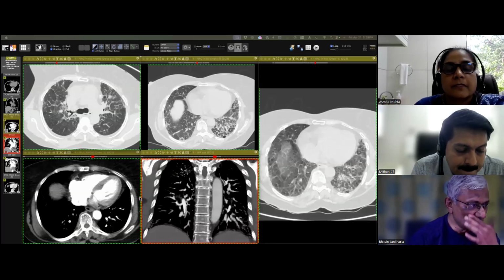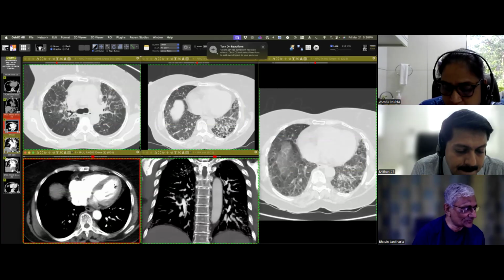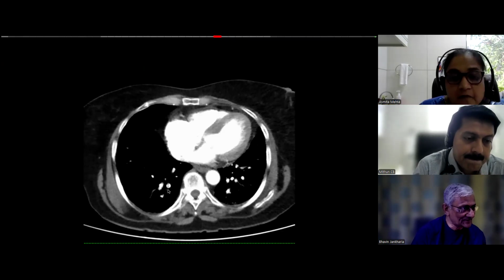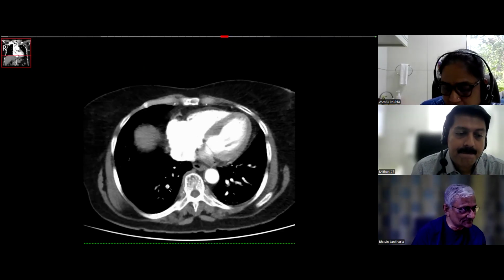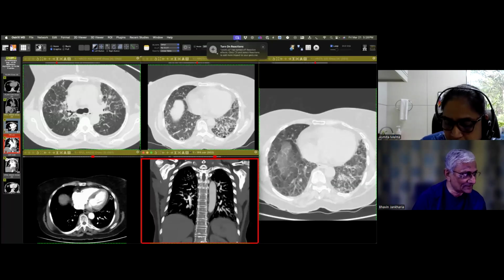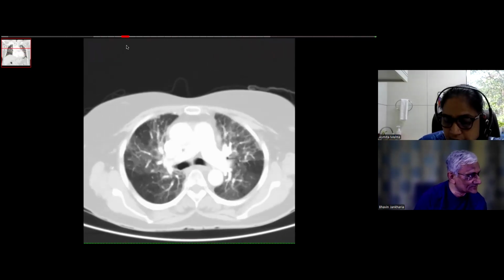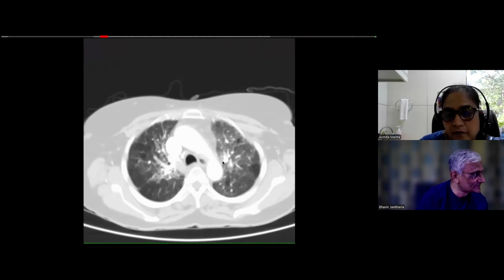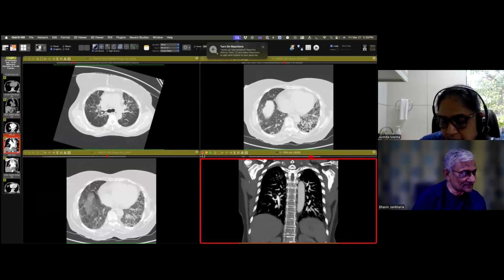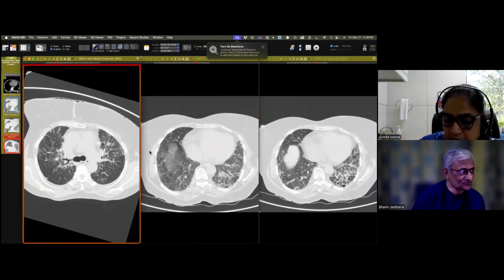We have two sets of images. First is the December 24 CTPA, which shows subsegmental emboli in both lower lobes. They're very well seen in the coronal plane. In the lung windows, it does show an interstitial lung disease, but these are expiratory images. So we'll move on to the current scan, which is of February 25.